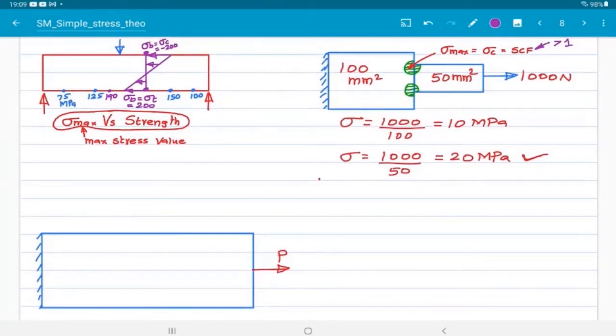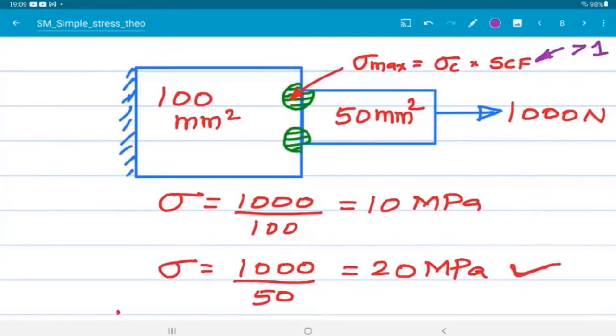Sir, is stress concentration developed only due to sudden change in geometry, or is there any other reason? There are 3 types of reasons for stress concentration: sudden change in material, sudden change in load, and sudden change in geometry. Due to this, stress will be concentrated.